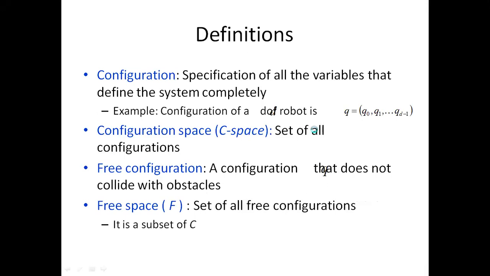So definitions. We have to define configurations, which are the specification of all the variables that define the system completely. For example, a configuration of a robot. Configuration space, we'll have a C space, the set of all configurations. Similarly, we'll have free configurations, that is, a configuration that does not collide with the obstacles. Okay. So free space is the set of all free configurations. It is a subset of C.